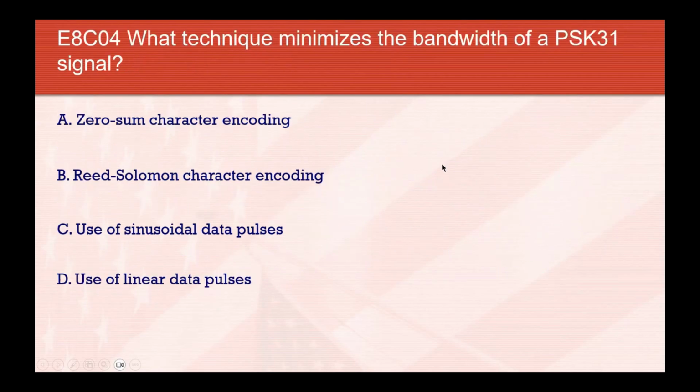What technique minimizes the bandwidth of PSK31? Using sinusoidal data pulses, as opposed to a square wave for the data pulses. By rounding those edges a little bit, it tends to conserve the bandwidth. It doesn't take as much bandwidth to transmit it.